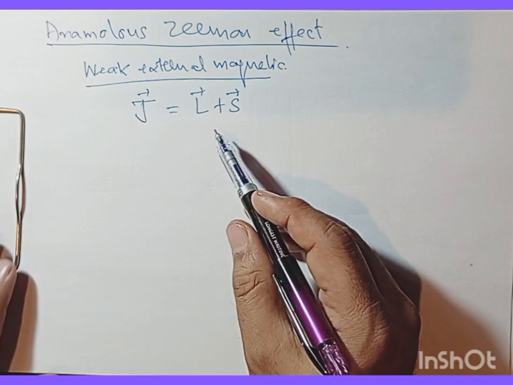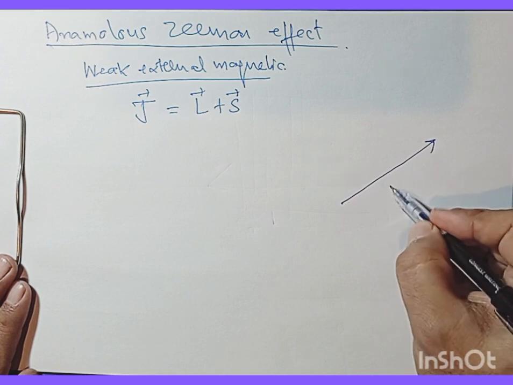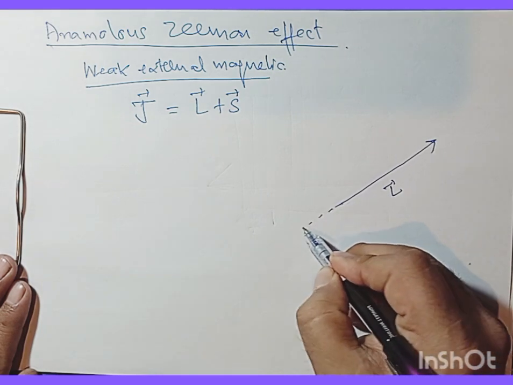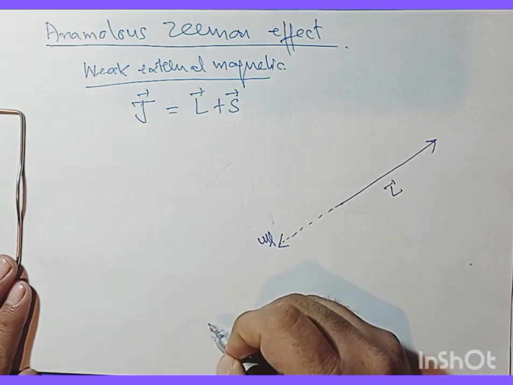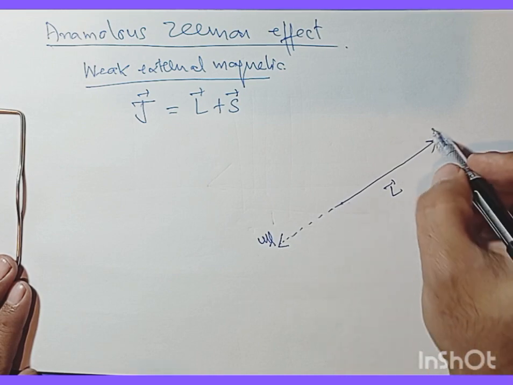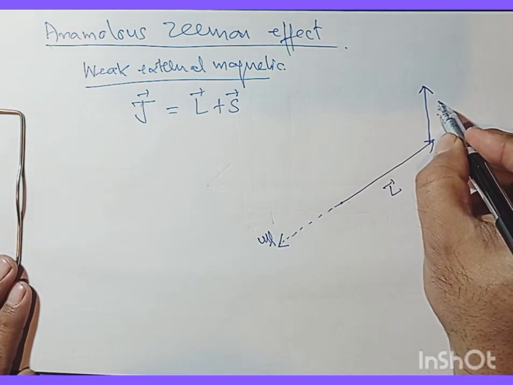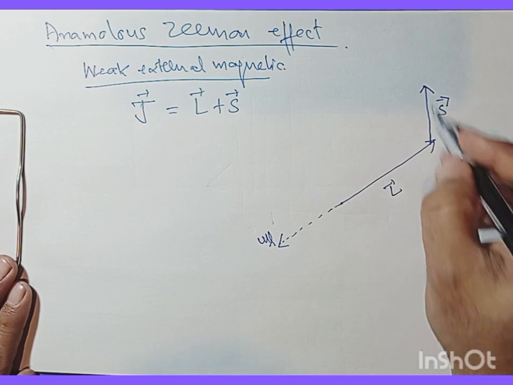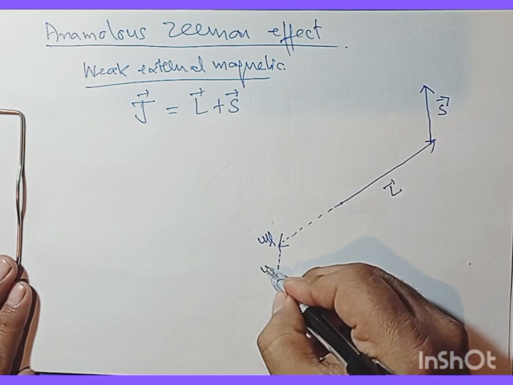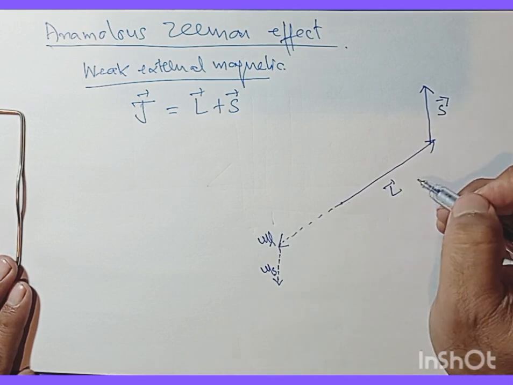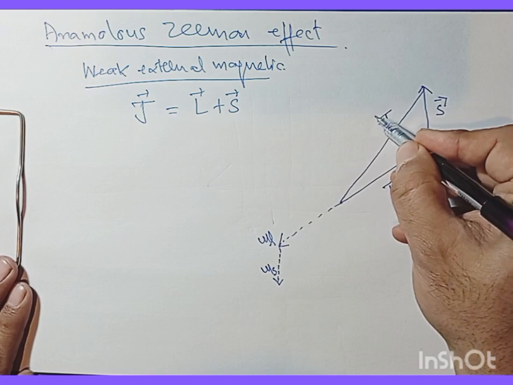Here we have the orbital angular momentum L, and opposite to this orbital angular momentum is the orbital magnetic moment, mu L. Then we have the spin angular momentum, choosing this as the S vector, and this S vector has its spin magnetic moment opposite in direction, say this is mu S. We have the resultant vector, and this resultant vector is vector J, the total angular momentum.